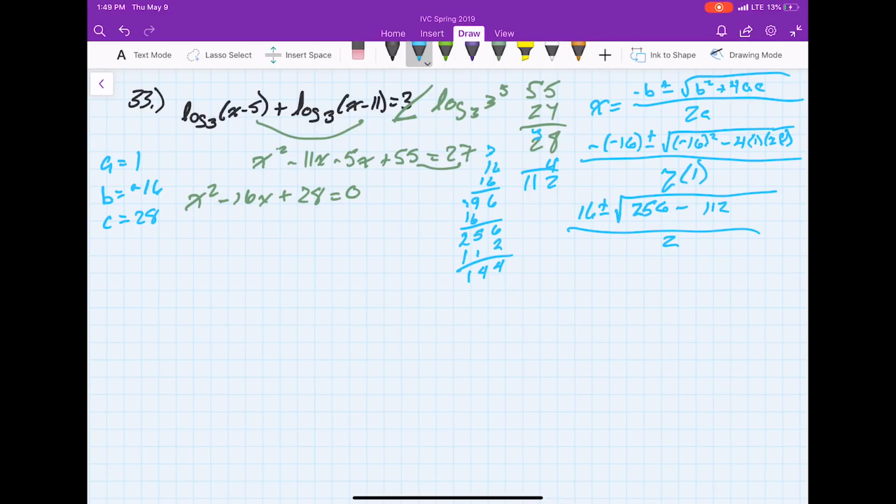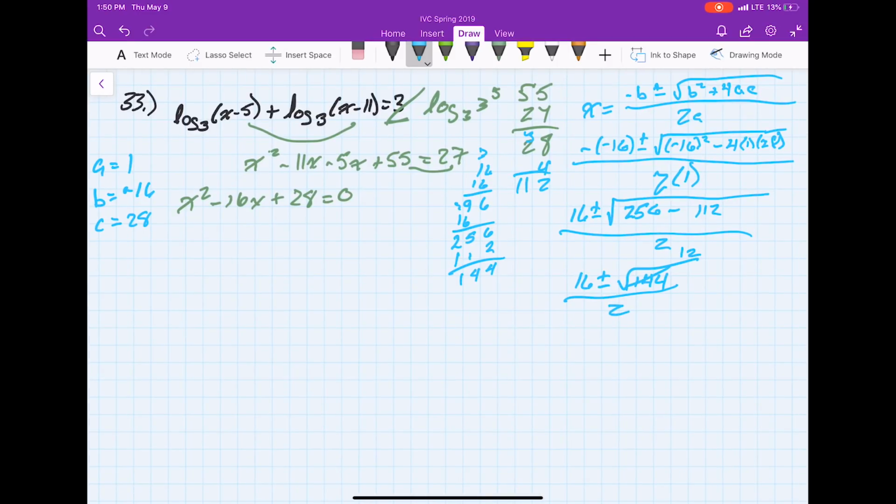And if we subtract these, we are going to get 144, which is nice because that's a nice even number we can find the square root of, or you should be able to by now. And that's going to be 12. So it's going to be 16 plus or minus 12 over 2. But all of this can be reduced. So this is 8, this is 6. Get rid of the 2. So we got 8 plus or minus 6, which means that our x is either 14 or it is 2.